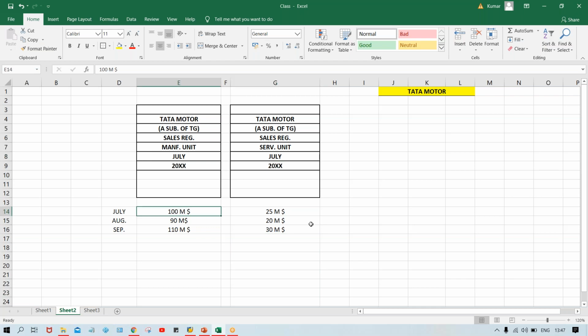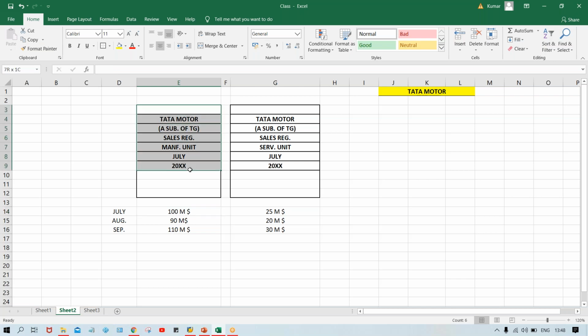100 million from the manufacturing unit and, sorry, 25 million dollars from the service unit, right? Now again, likewise for August and September, different revenues are there. So if the management is asking what is the total revenue generated from the manufacturing unit in the month of July, then what happens?